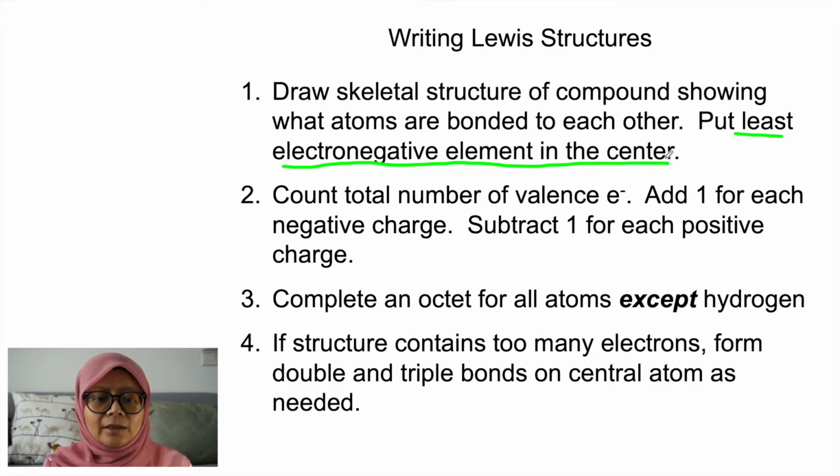The third one, you need to complete an octet for all atoms, except the hydrogen. And if the structure contains too many electrons, you need to form double or triple bonds on the central atom as needed. And last but not least, you need to check the formal charge for each atom in the structures. So number 5 here, formal charge.